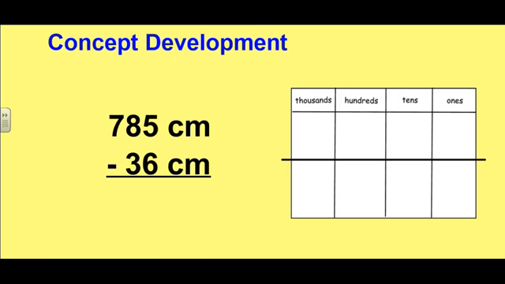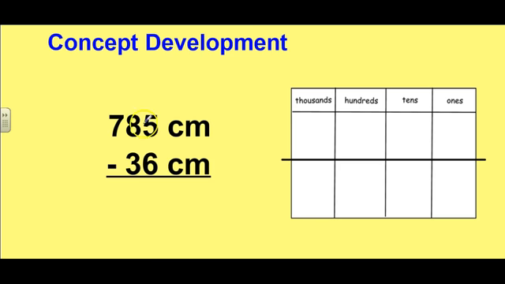Okay, so we're going to move on to our next one. On your paper, I want you to put 785 minus 36. And then I want you to draw your place value chart next to that. You really just need the hundreds, tens, and ones part of your chart. Once you have that written, you can push play so we can move on.